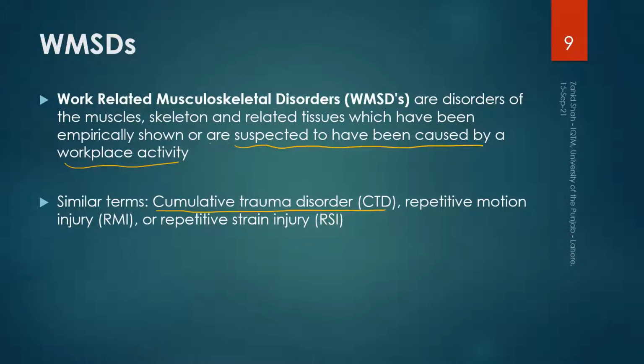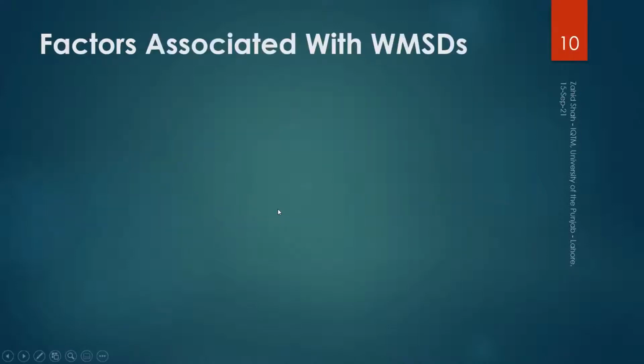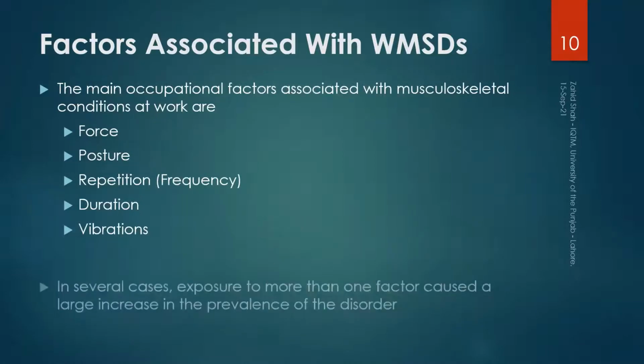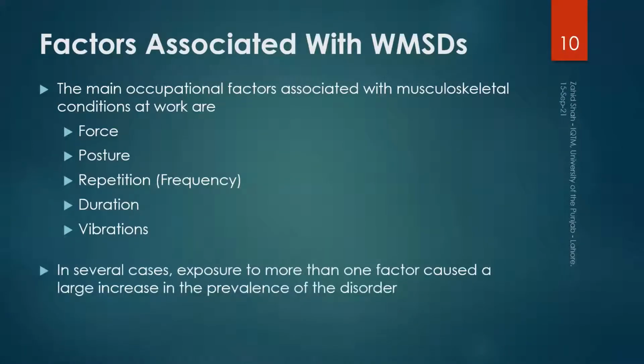So specifically, such disorders are called cumulative trauma disorders, the disorders that develop over a period of time. But some authors may use them interchangeably. Now, from a human factors point of view, what are the occupational factors that cause musculoskeletal disorders? The main occupational factors associated with musculoskeletal conditions are excessive force, awkward postures, repetition or frequency, the duration of the task, vibrations, and of course, you could think of other variables as well.